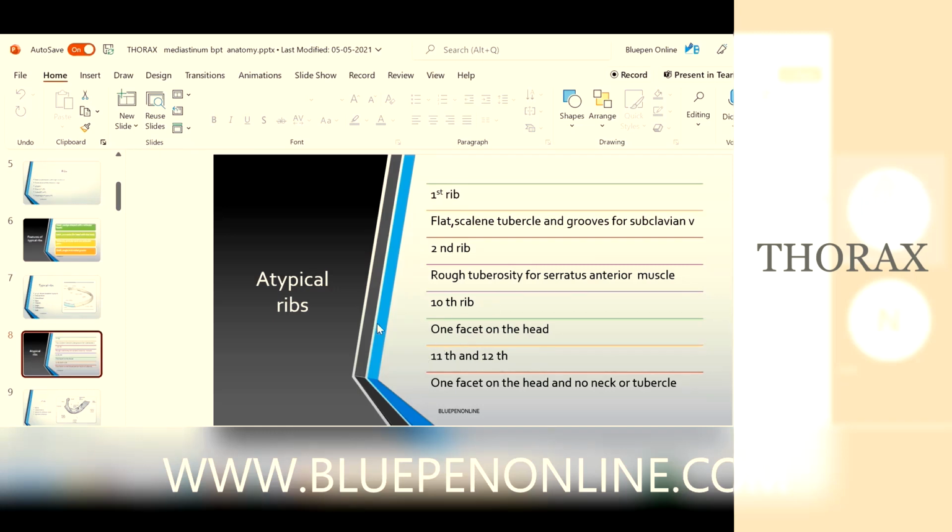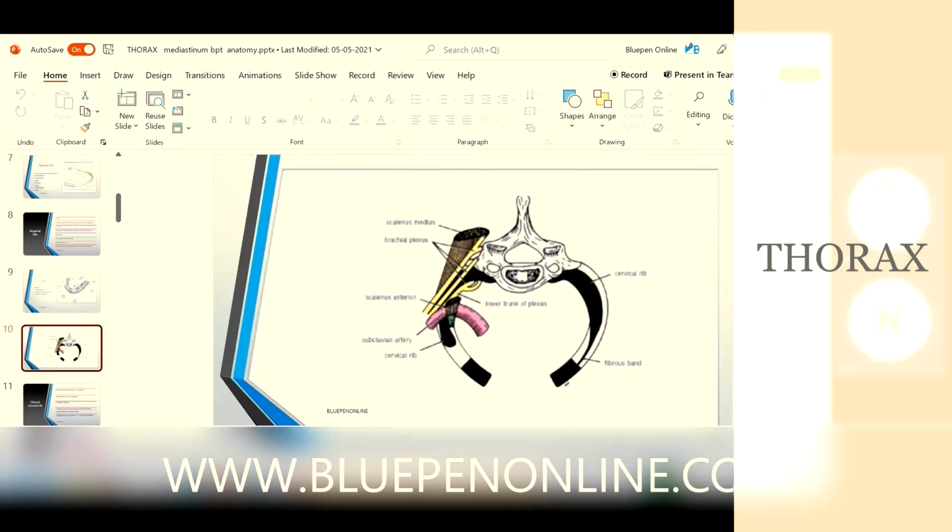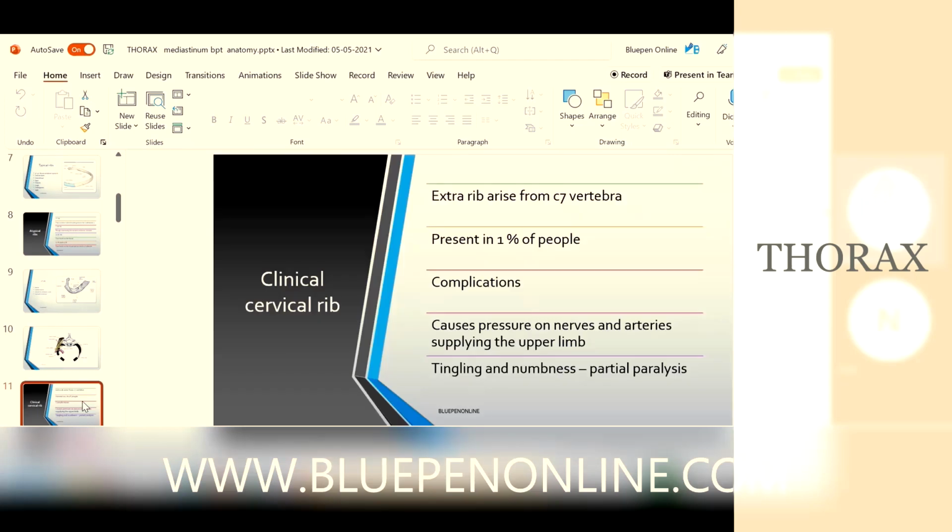The peculiarity is that all other features are the same, but the head will be bearing only one facet. Usually for a typical rib, the head bears two facets, anterior and posterior. But if you are checking the 10th rib, it has only one facet on the head. Even the 11th and 12th also have one facet on the head, but there is no neck and no tubercle. Clear? So this is the way you have to identify the rib.